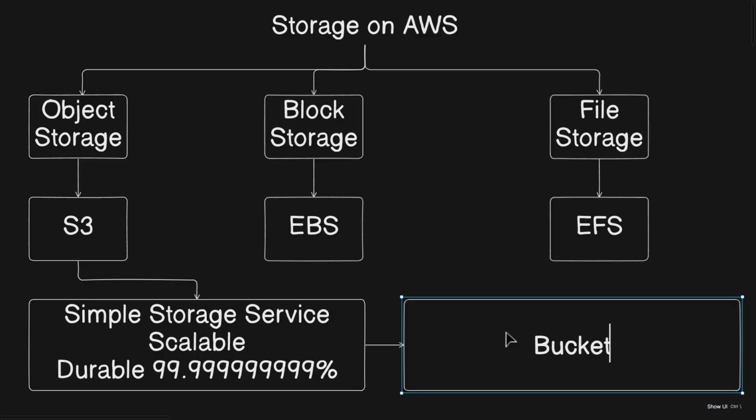Every file you store in S3 must go into a bucket. Each bucket must have a unique name across all of AWS globally. Now let me give you an example for this. Let's say I create a bucket called my bucket. This is my bucket name. Let's say I create.